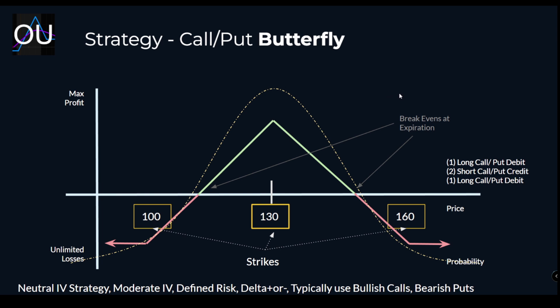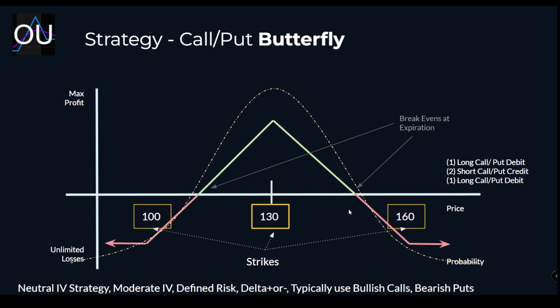But in this case, it's a neutral IV strategy. Neutral to moderate IV. It's defined risk because, again, we have an insurance policy that we talked about. So we're protected on the wings, if you will. And we typically use this in bullish call or bearish put examples. This slide isn't that great of an example because the price is right in the middle. In this case, we want the price just to stay right at 130. Since you're buying the premium, you just want it to decay and close in here.